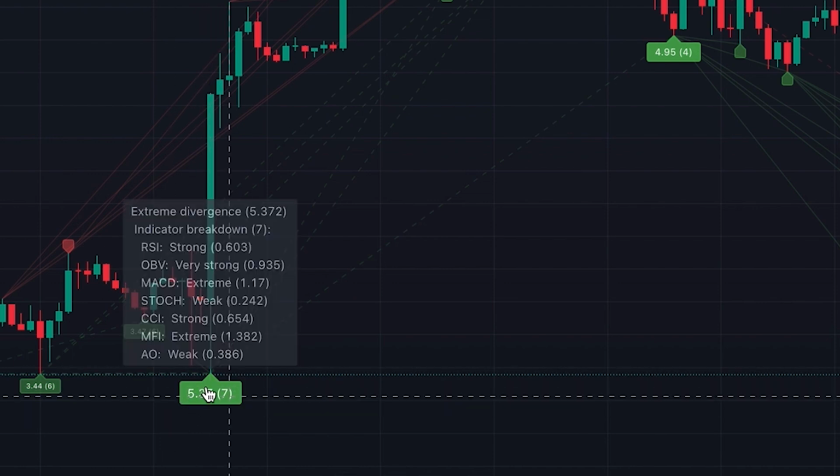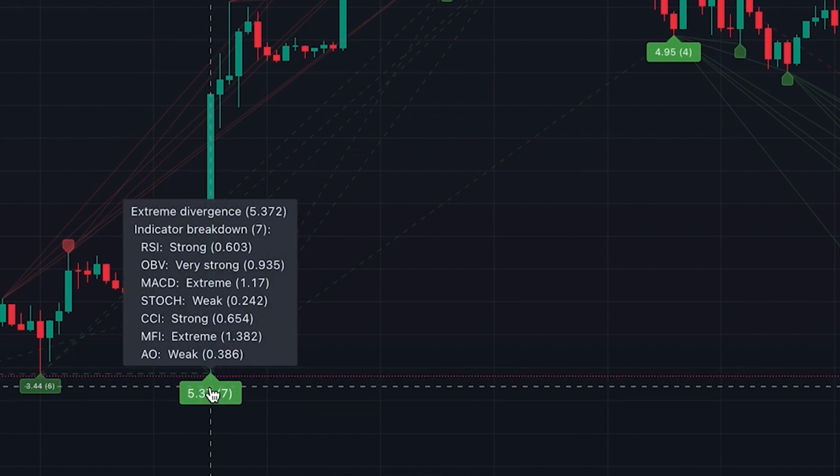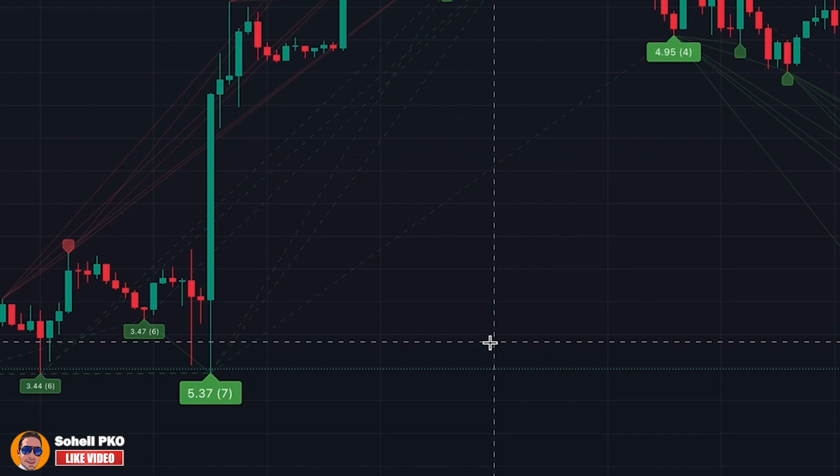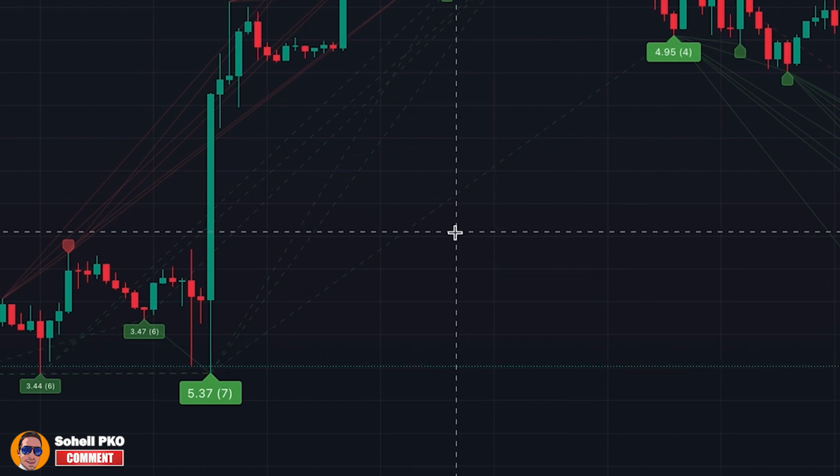If we hover on the labels, it shows a list of what indicators are showing divergence and the individual divergence strength value. For example, here you can see that RSI, OBV, MACD, stochastic, CCI, MFI, and awesome oscillator are showing divergence, and in front of each of them the strength of the divergence is also shown. The total divergence strength is the sum of the strength of individual indicators that are showing divergence, and the strength is calculated based on the magnitude of the price change and the magnitude of the indicator change when the divergence is happening.